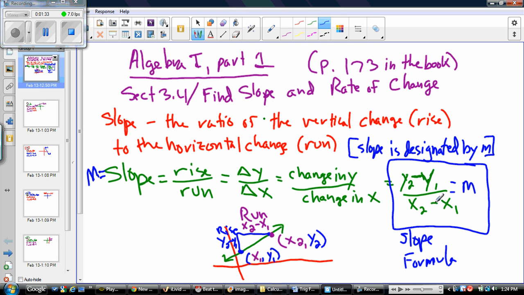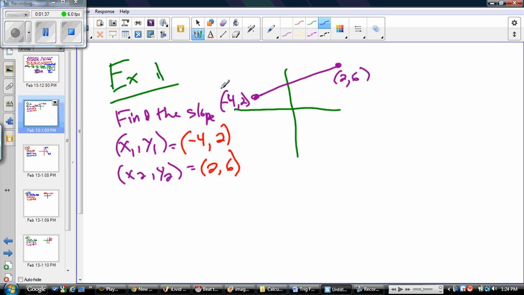So let's take a look at our slope formula as we use this in a few of our examples. Example 1. Now, I didn't draw this line going on forever, but we know lines can go on and on forever, and that's fine. So we're given 2 points. Negative 4, 2. I'm going to call that my x1, y1. 2, 6. I'm going to call that my x2, y2. I want to find the slope.